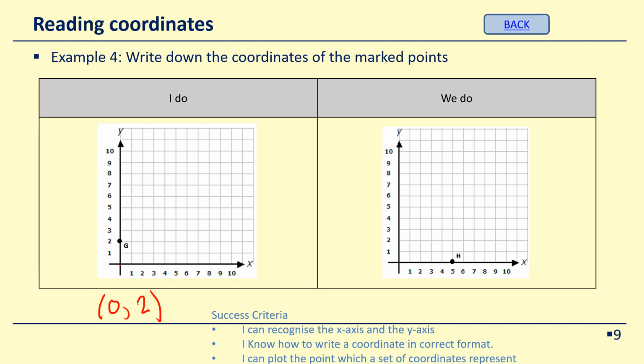Alright, so again, it's one of these, it's on the line. So I go 5 across, so the X coordinate is 5, but I don't have to go up, so it's 5, 0. Okay, right.